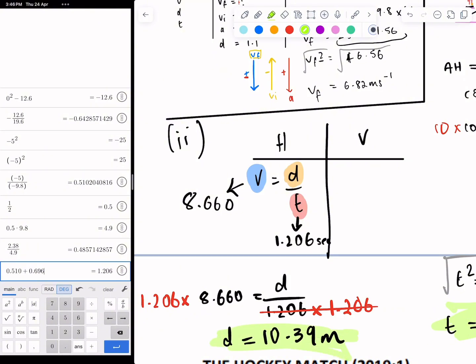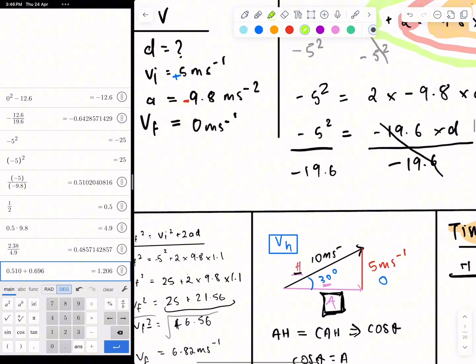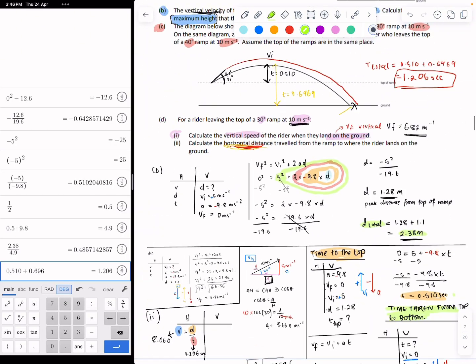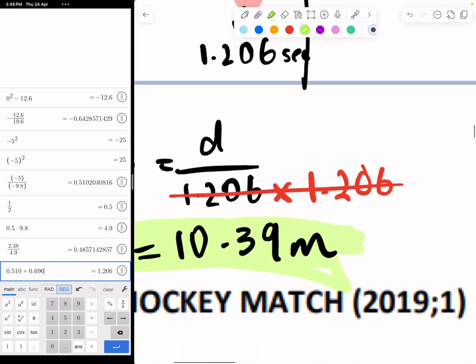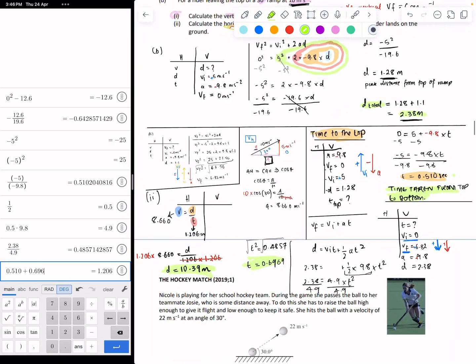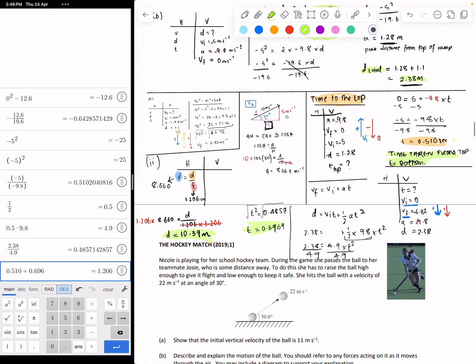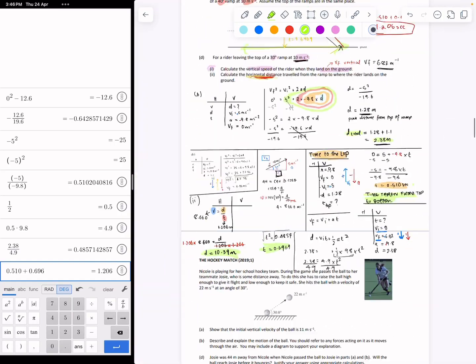This is how far this rider goes. Okay, so that's how far the rider goes. It goes 10.39 meters. Whew, that was a lot of work. Be proud of yourself, and then I'll see you for the hockey match. Boom.